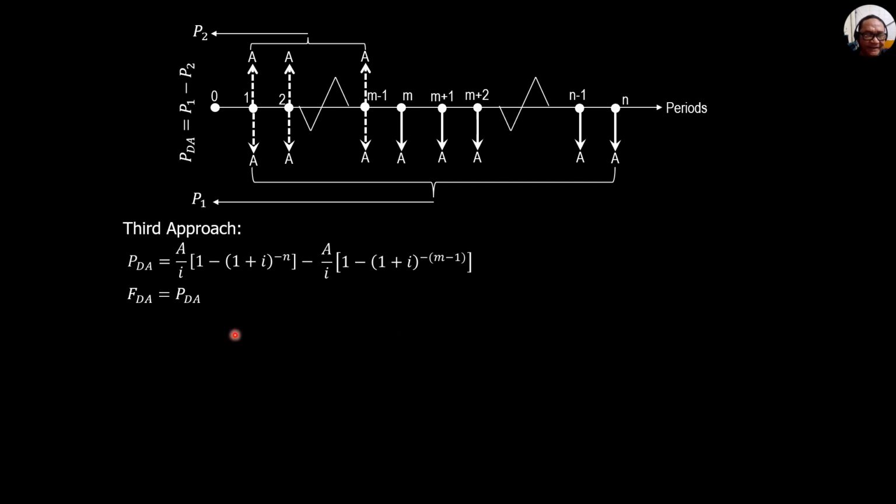So after that, once the present worth is obtained, the future worth is simply obtained by multiplying this present value of deferred annuity by 1 plus i to the n. Remember, F equals present worth times 1 plus i to the n from the single payment case. So that's it. Then the last type of annuity is what we call perpetuity.